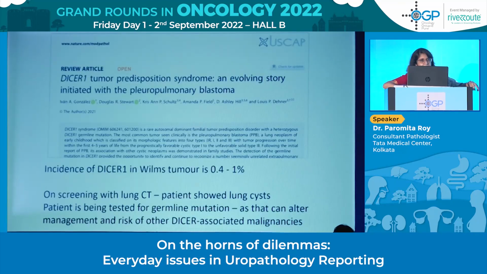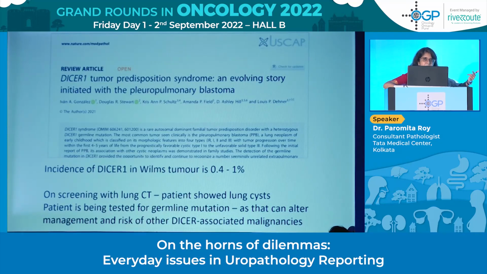So we sent the case for molecular profiling to Dr. Rita Alaggio, and this turned out to be a DICER1-mutated Wilms tumor. DICER1 is not very commonly reported. DICER1 is the new kid on the block for pediatric oncology. In Wilms, it's not very commonly reported, only about 0.5 to 1% are reported to be positive, and it has management implications, especially for this kid.